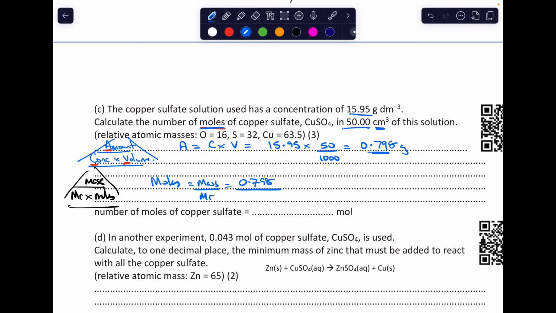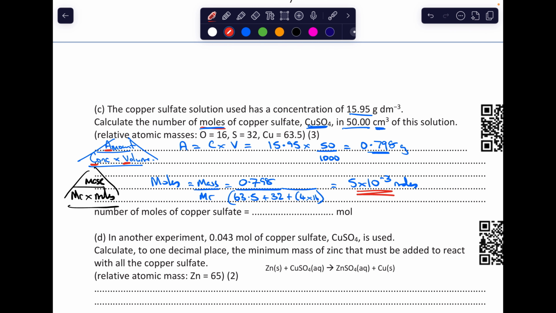And then the MR we're going to have to work out because we're told the atomic masses. So copper sulfate, the formula is here. So we've got copper, which is 63.5, plus sulfur, which is 32. And then we've got 4 lots of oxygen, which is 4 times 16. So let's plug that into my calculator. So we're going to divide it by 63.5 plus 32 plus 4 times 16, and that's giving me an answer of 5 times 10 to the minus 3 moles.